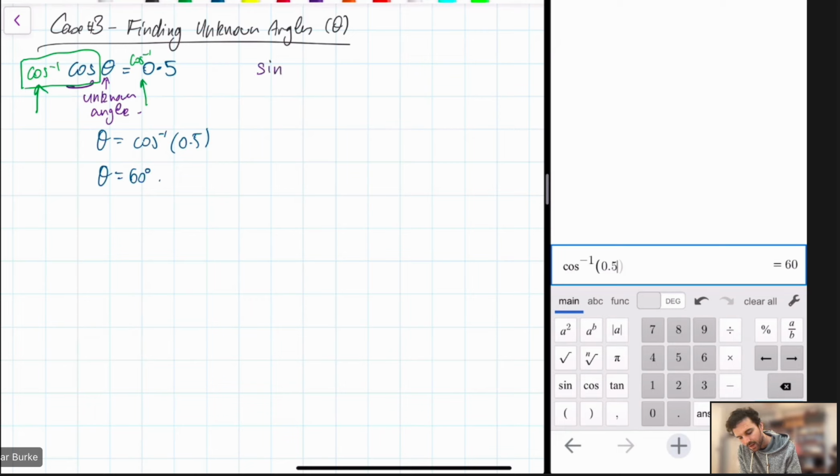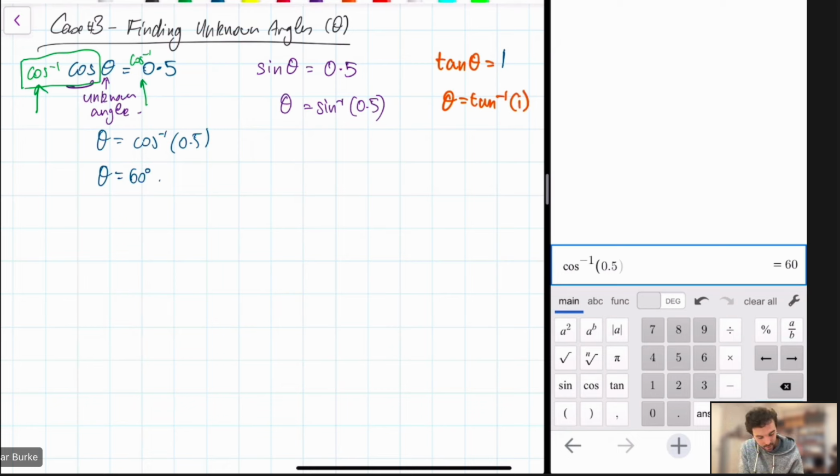We've got sine theta is equal to, let's say, 0.5 again. Go inverse sine 0.5, and let's say we've got another one. We've got tan theta is equal to, oh sorry, I meant to say, let's say 1. That was really embarrassing. And then inverse tangent of 1.